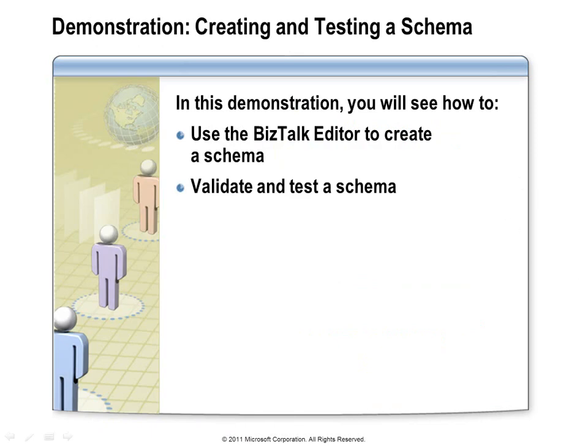In this demonstration, I will show you how to create an XML schema that defines a purchase order. So this purchase order will be an XML document, and we're going to add the elements and attributes that are required. And then I'll show you how to generate an instance of that purchase order document, and then I'll show you how to use that to test the schema.